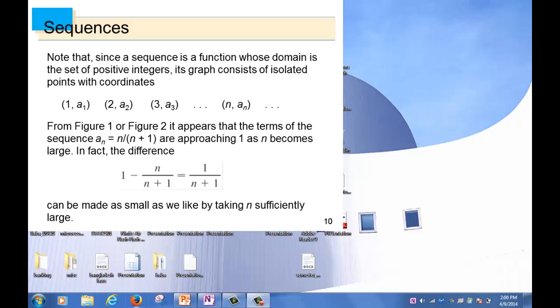Wouldn't that imply that the limit of n over n plus 1 would also be 1? Because what's the difference between x over x plus 1 and n over n plus 1? Well, n goes over the positive integers only, x goes over all the real numbers, but eventually, if x over x plus 1 goes to 1, n over n plus 1 will also go to 1, right? Is that making sense?